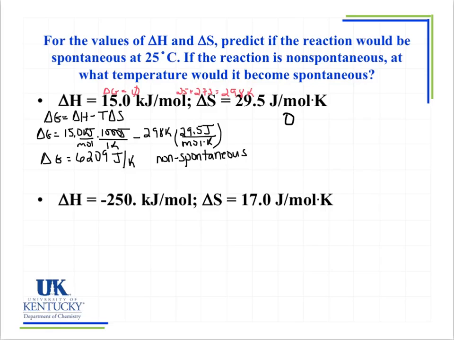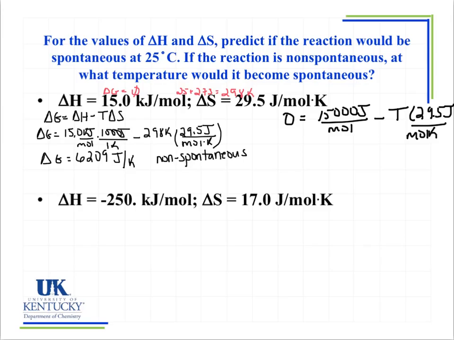because I know that I have a positive delta G value. I want to get to a negative delta G value. In order to get there, I'm going to have to go through 0. And that's also where I'll change from being a non-spontaneous process to a spontaneous process. So I say 0 equals, and I convert this. I have my 15,000 joules per mole, because I've already converted my delta H to joules, minus T, I don't know that this time, times my 29.5 joules per mole Kelvin.